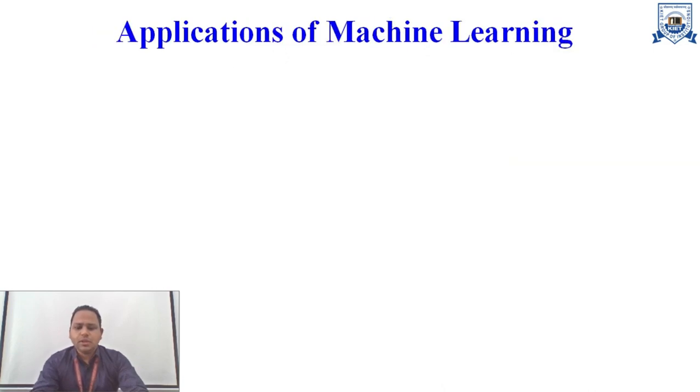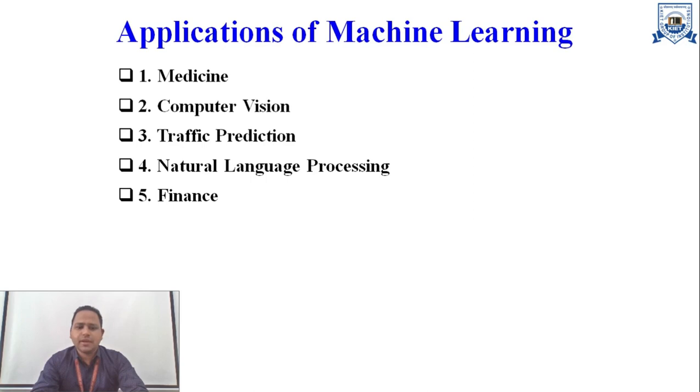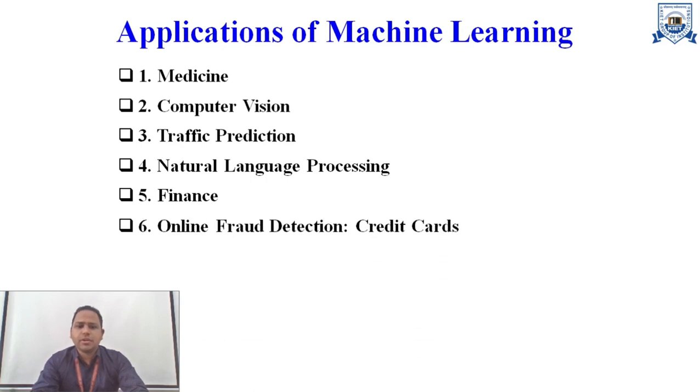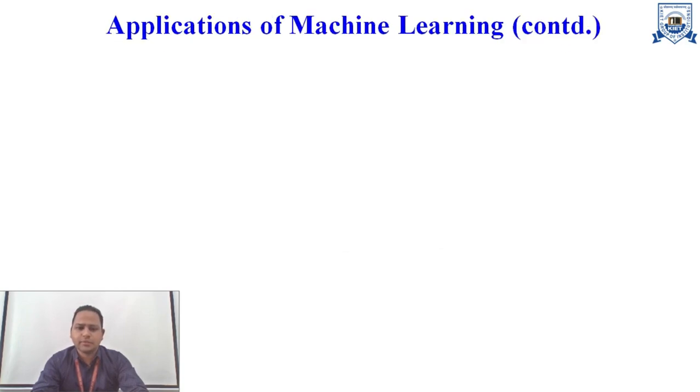Now, machine learning provides vast applications, so we will see the different applications of machine learning. In the field of medicine and in computer vision, we can apply machine learning algorithms. Traffic prediction, that is, what kind of traffic there is in some areas, we can predict. NLP, natural language processing, is also one kind of application. In finance, we have how to detect online fraud, such as credit card or debit card fraud, and how to understand consumer sentiment based on unstructured text data, which is called sentiment analysis. This is also one application of machine learning.